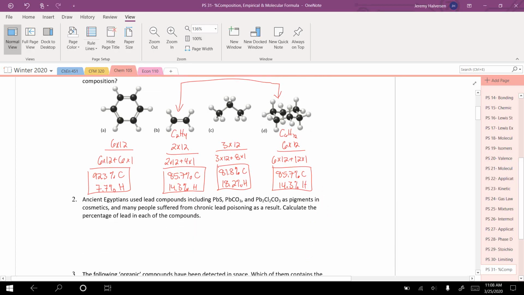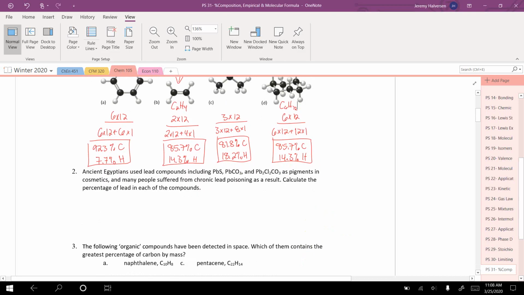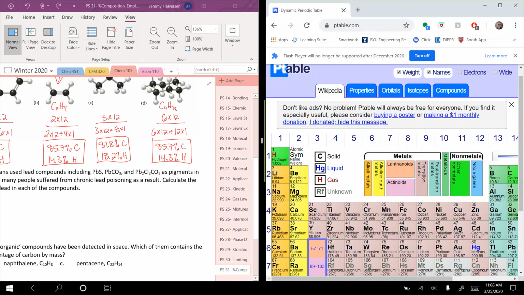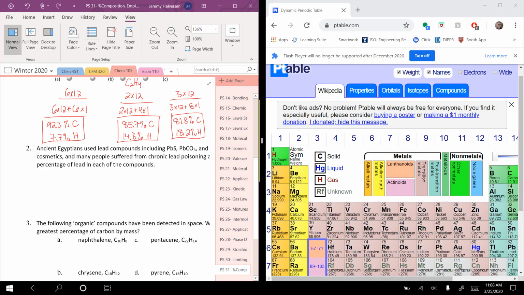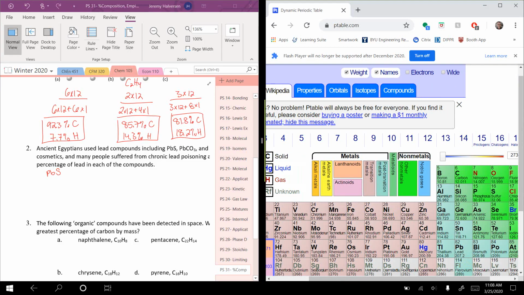All right. Ancient Egyptians used lead compounds such as lead sulfite, lead carbonate, lead as pigments in cosmetics, and many people suffered from chronic lead poisoning as a result. Calculate the percentage of lead in each of these compounds. All right, so first off, I'm just going to pull up my periodic table, because we'll need a lot of molar masses here. So for PbS, we've got 1 lead, and lead weighs 207.2, divided by the whole molar mass, which is the lead, plus the sulfur, which is 32.